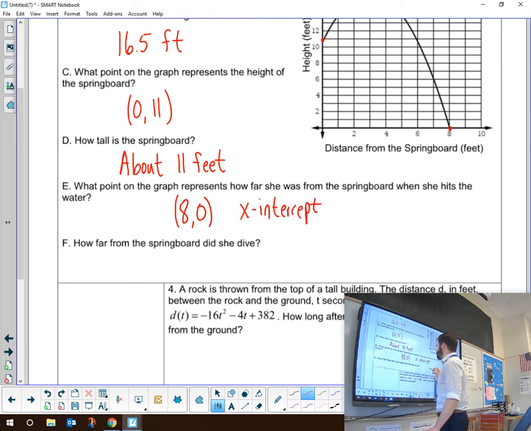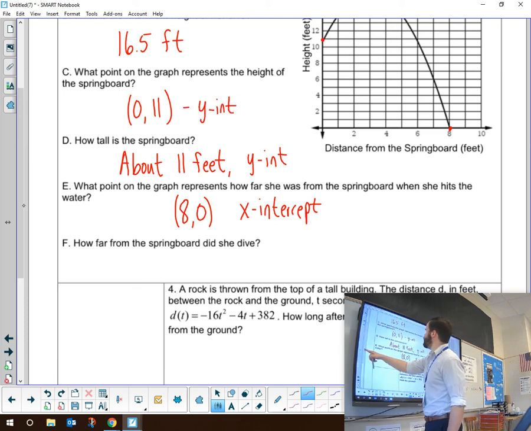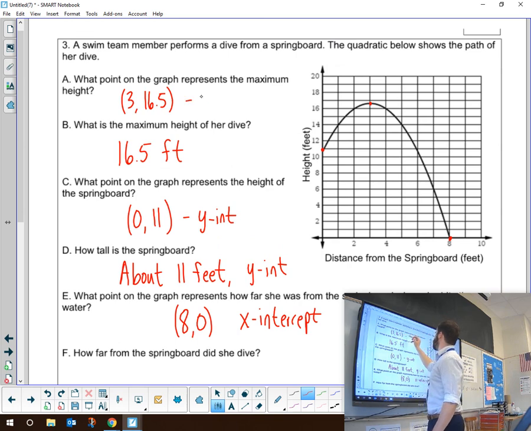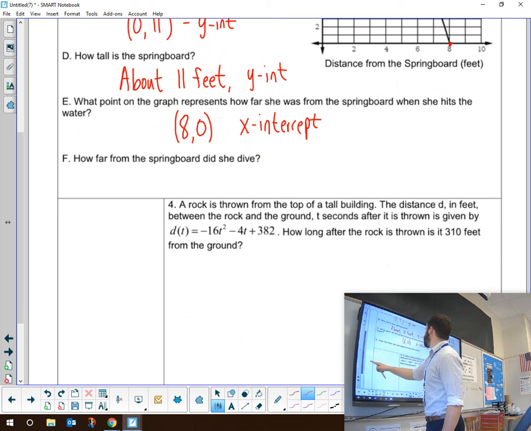Something that I forgot to do. And then, so like this one, how tall is the springboard? That's a y-intercept, right? This one, the height of the springboard, that's my y-intercept. And then this first one, that is my vertex, the maximum height. Okay, so then how far from the springboard did she dive? 8 feet.